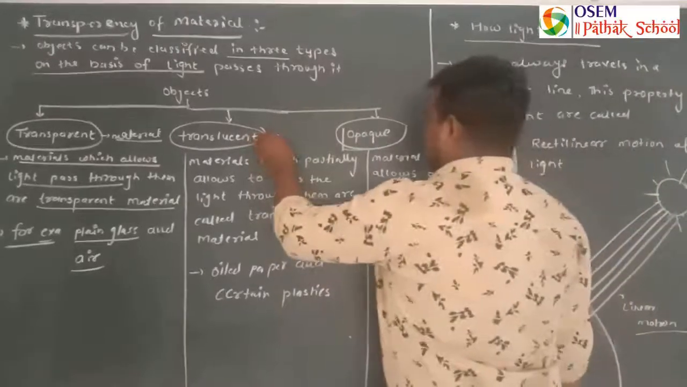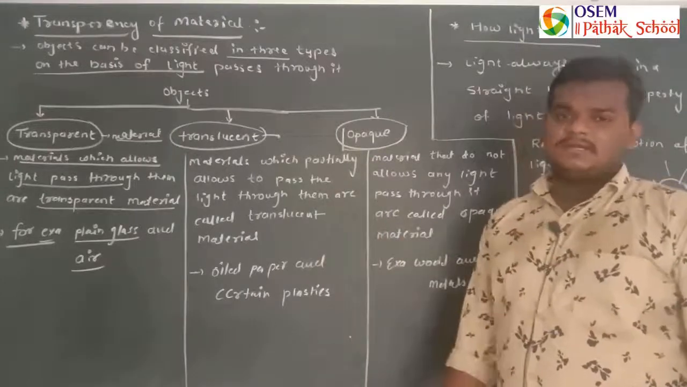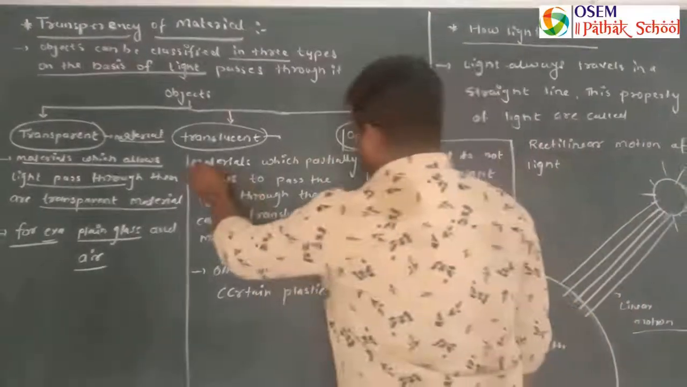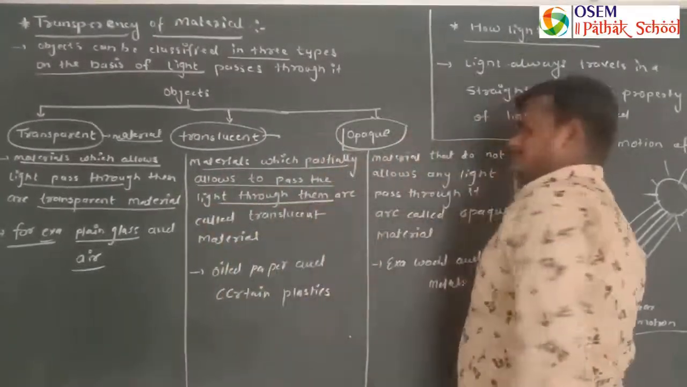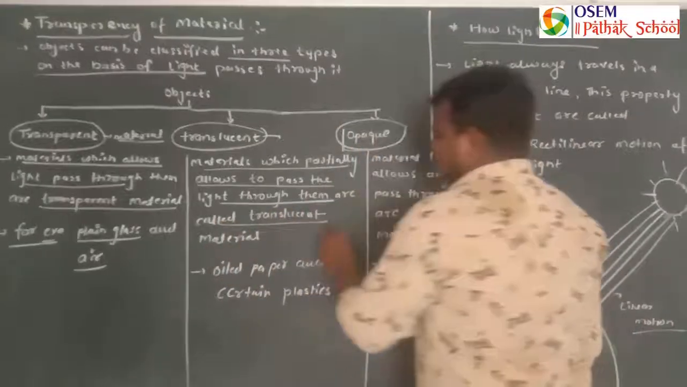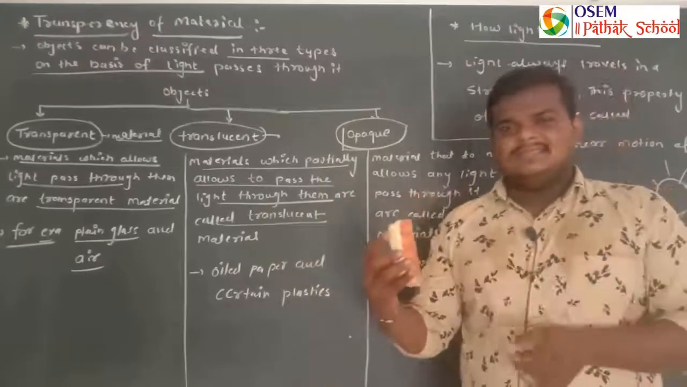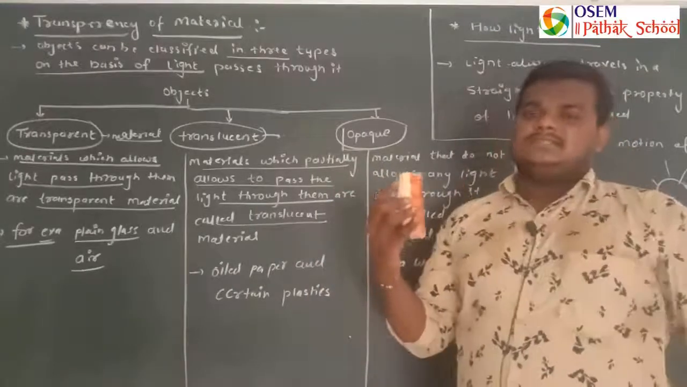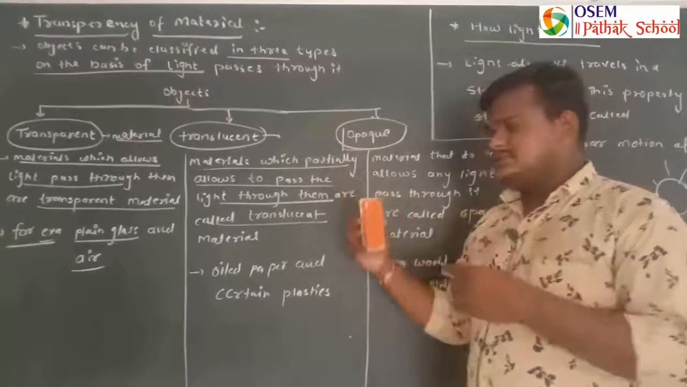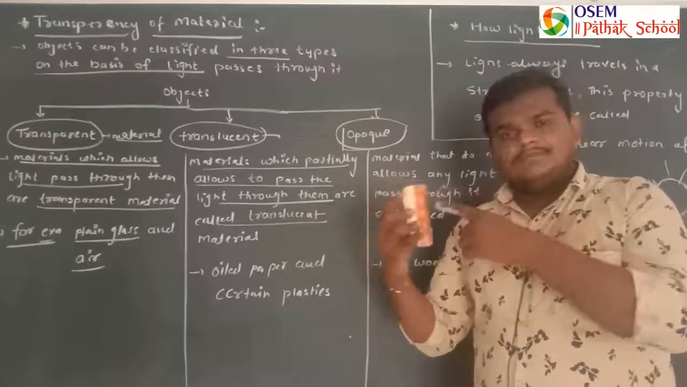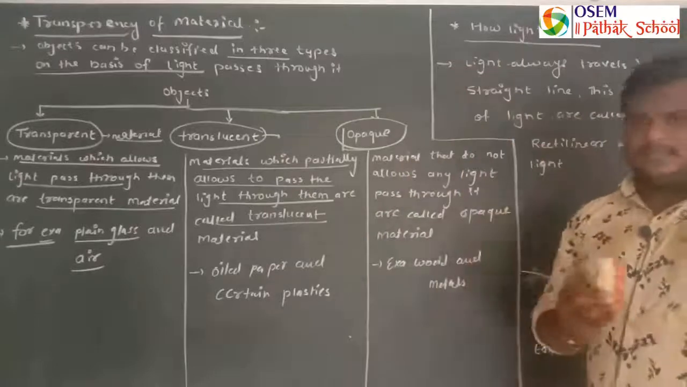Second type of material is translucent material. What are the translucent materials? The materials which partially allow the light to pass through them are called translucent material. So suppose this is my material through which light partially passes, थोड़ा थोड़ा पास हो रही है. Light partially passes, that's why this type of material is considered as a translucent material.